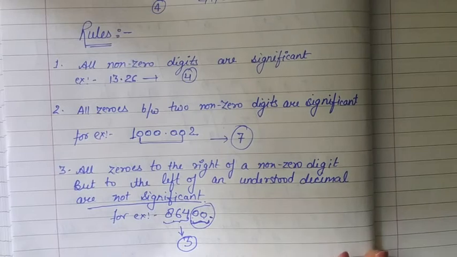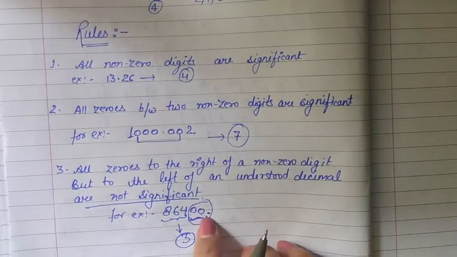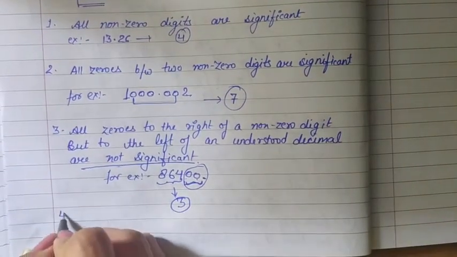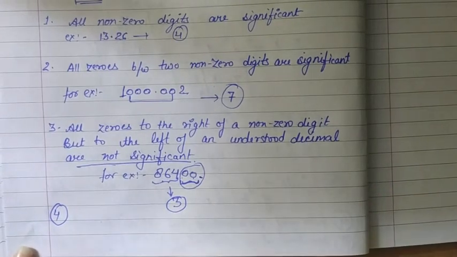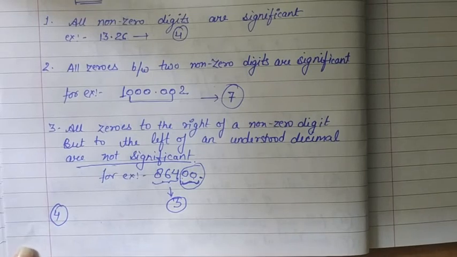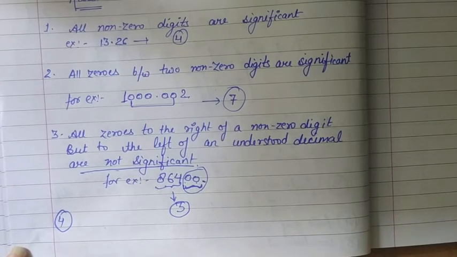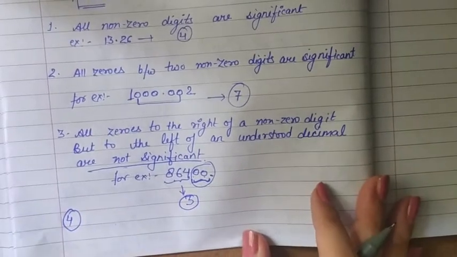So in the number 86400 there are only 3 significant figures, while these two zeros are non-significant. Come to the next rule. The fourth rule is that all zeros to the right of a non-zero digit but to the left of a decimal point are significant.